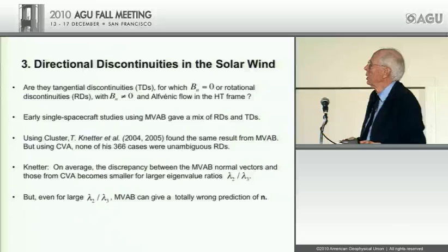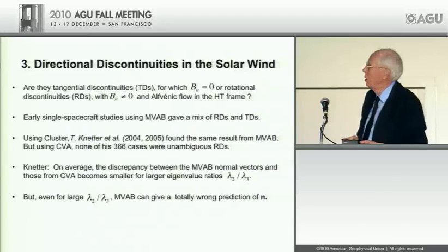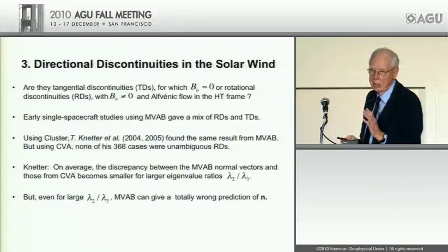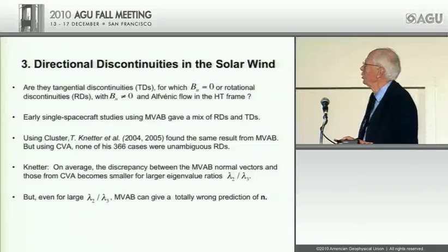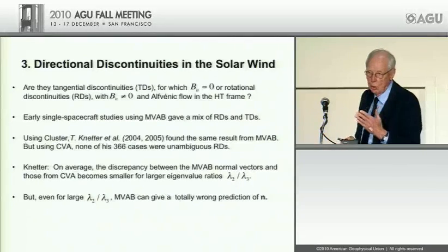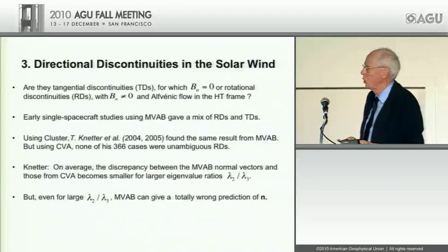Using Cluster, Torsten Knetter tried to recover this result, and he did when he used MVAB. But when he used this timing method instead, he found that none of his 366 cases in his thesis were confirmed rotational discontinuities. It doesn't mean that they couldn't have been. It only means that the normal component was so small that it was within the errors of the timing method, and those errors are not negligible.